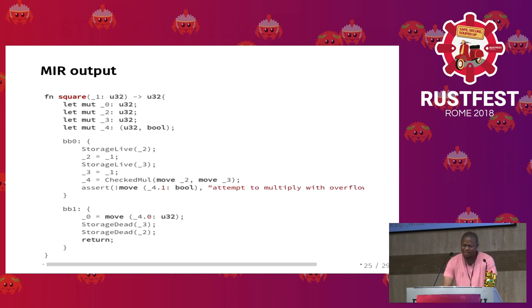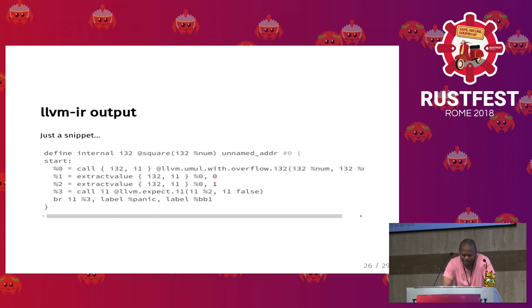And then that is an example of what MIR output looks like. The interesting one is actually that BB0 block, where, if you have a look there, underscore one is actually your argument. Then you check the multiplication, you multiply that 2 and 3, and then there's some magical assert inserted for you for overflow checking and things like that.